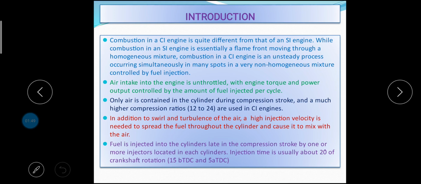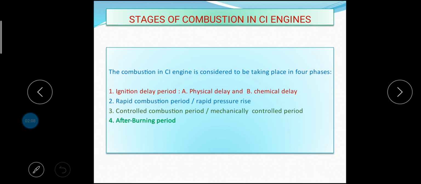Fuel is injected into the cylinders late in the compression stroke by one or more injectors located in each cylinder. Injection time is usually about 20 degrees of crankshaft rotation, 15 degrees before TDC and 5 degrees after TDC. That means top dead center.